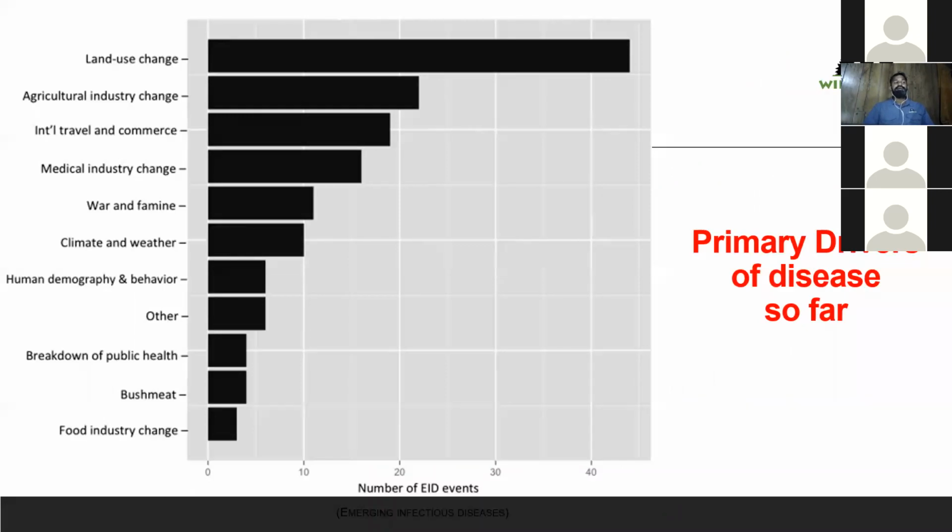So these are the primary drivers of disease so far, and the first four will be really interesting to me at least. Land use change is the major driver for emerging infectious disease events, along with agricultural industry change, international travel and commerce, and medical industry change. These first four have an enormous implication on these EID events, and also act as primary drivers of disease so far.